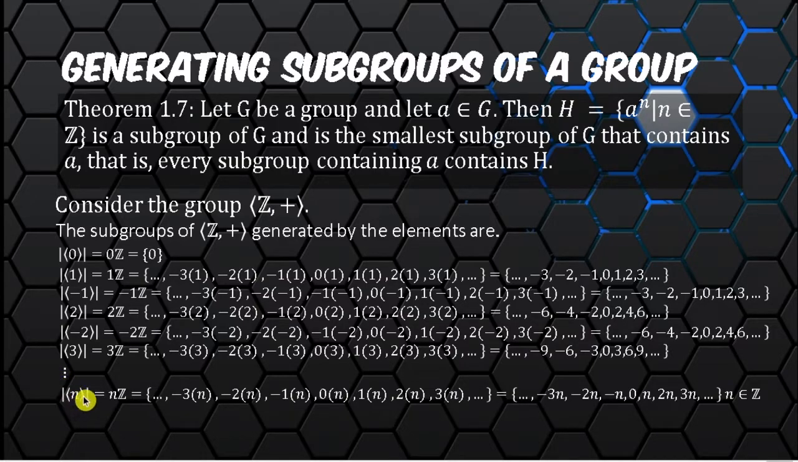So for any n, where n is any element in the set, the subgroup that will be generated is nZ, that is the nth multiple, meaning the set formed by multiplying n to all elements of the set of integers. Yeah, so the concept is still the same.